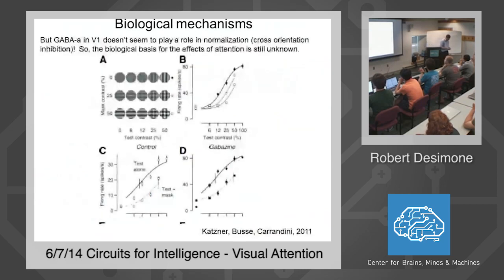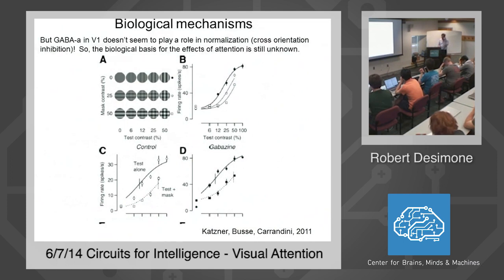And in fact, there's been a lot of attention now on the role that inhibitory neurons might have in those computations, and a lot of that work looked really encouraging, but these are still early days.